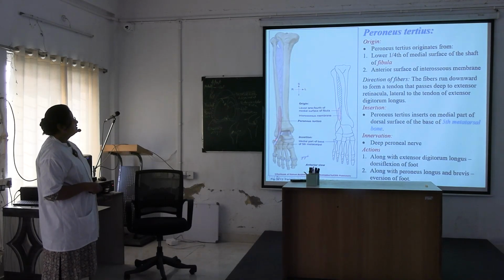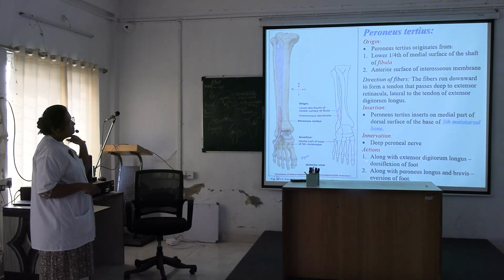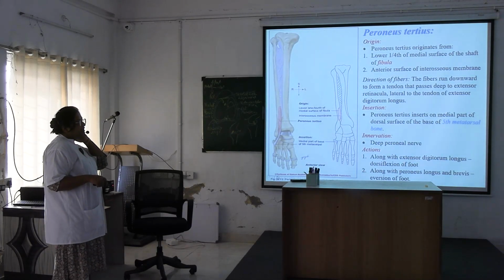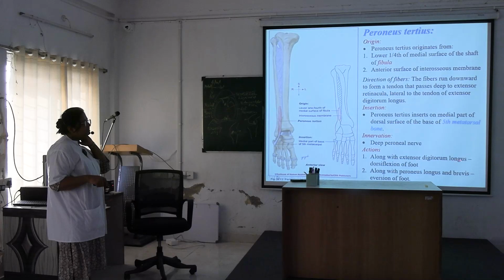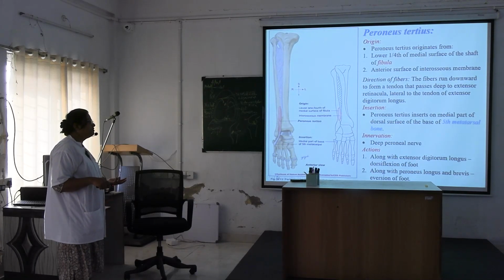Here, dorsal surface of base of fifth metatarsal. Innervation is deep peroneal nerve. Action: along with extensor digitorum longus, dorsiflexion of the foot; along with peroneus longus and brevis, eversion of the foot.